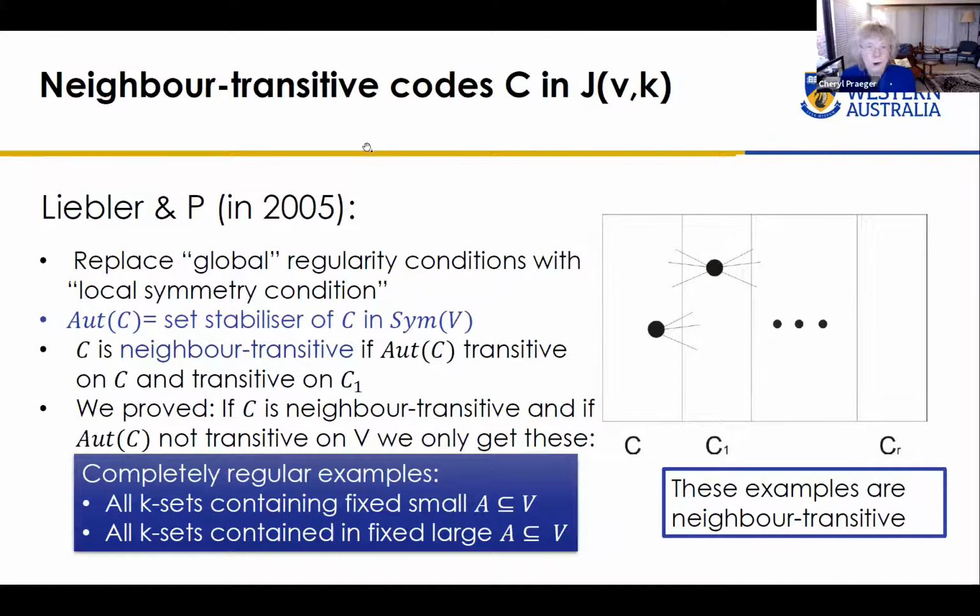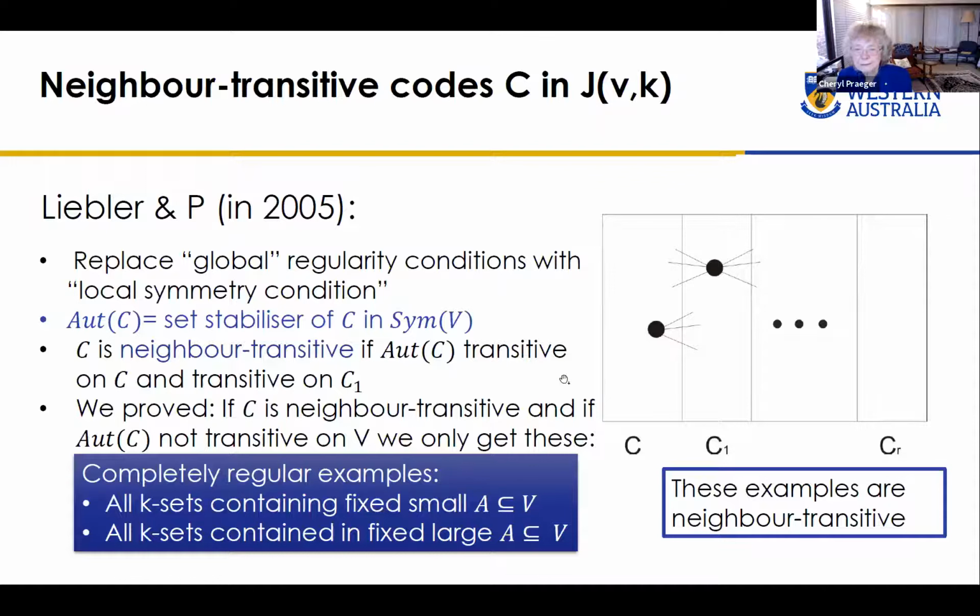So we've got codes, and from now on, I'm going to just be talking inside of the Johnson graph. We've got a code in the Johnson graph. We're going to think of its automorphism group as the setwise stabilizer of the vertex subset C, the code, inside of Sym(V). And remember, the symmetric group Sym(V) is practically all of the automorphisms of the Johnson graph. So here is the automorphism group of the code.